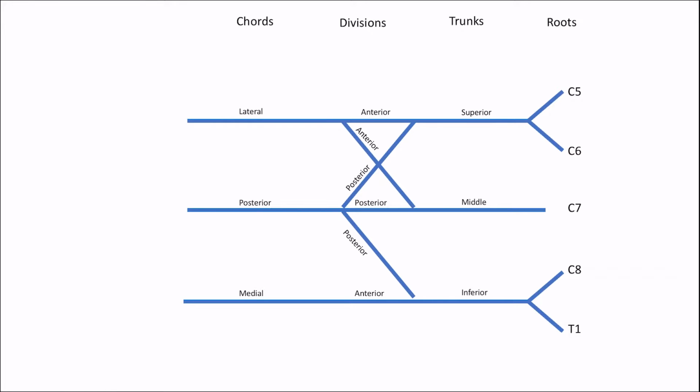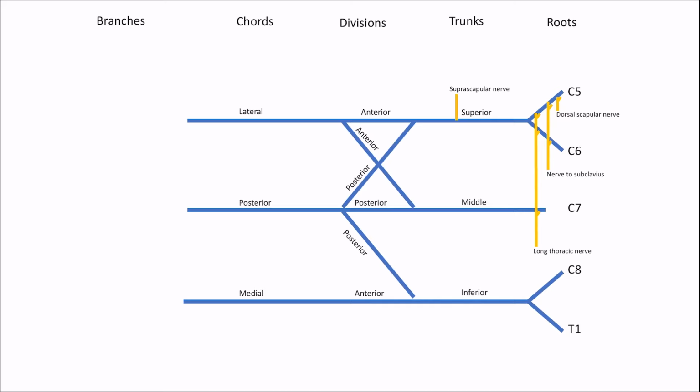Now let's talk about its branches. You get 3 branches from the area of the roots: one from C5, one from C5 and C6, and one from C5, C6, and C7. You have the dorsal scapular nerve from C5, and that supplies muscles such as the levator scapulae, rhomboid major, and rhomboid minor. From C5 and C6, you have the nerve to subclavius, and this supplies the subclavius muscle, which is located in the inferior part of the clavicle, and it's mainly for stability. C5, C6, and C7 give off the long thoracic nerve, and this supplies serratus anterior.